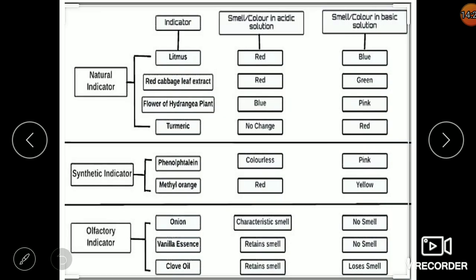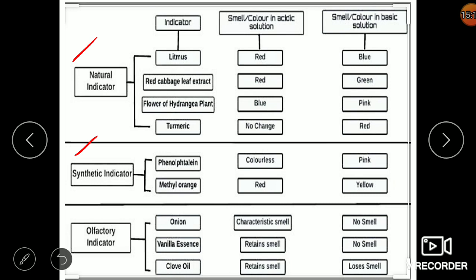Now, one chart is given. We'll understand this chart. So here we have three categories: natural indicator, synthetic indicator, and olfactory indicator. Natural indicators are the substances that identify acid and base, and we extract them from nature. That means these are either microorganism products or plant products. For example, litmus, red cabbage leaf, then flower of hydrangea plant, then turmeric. These are some natural indicators.